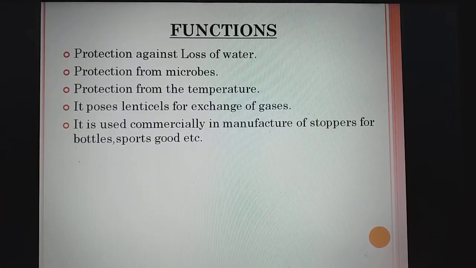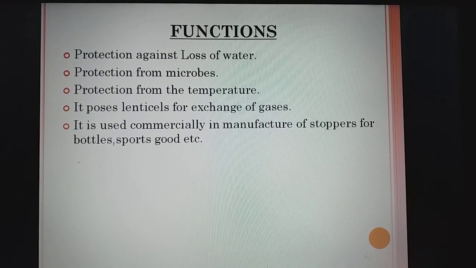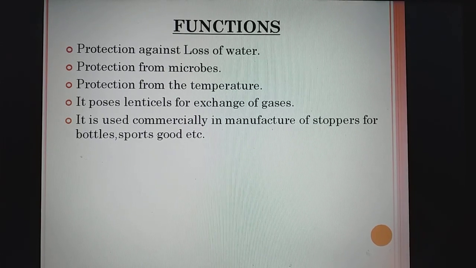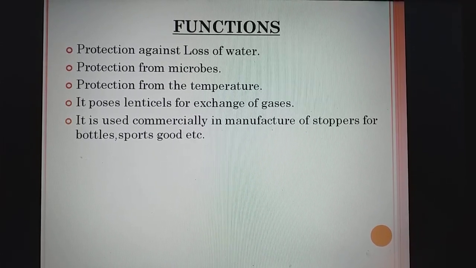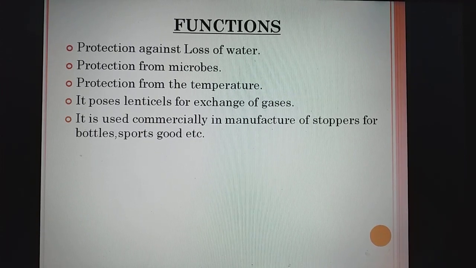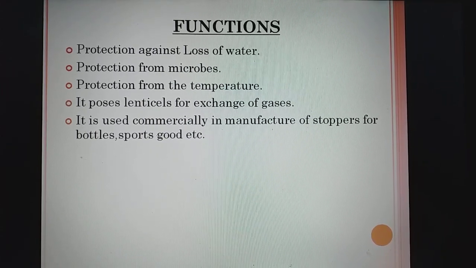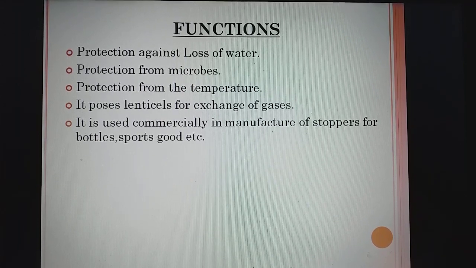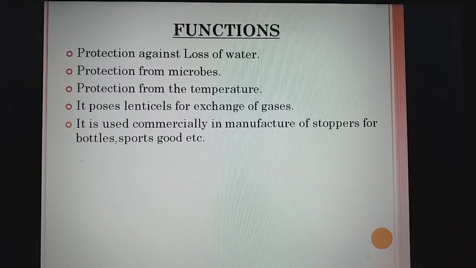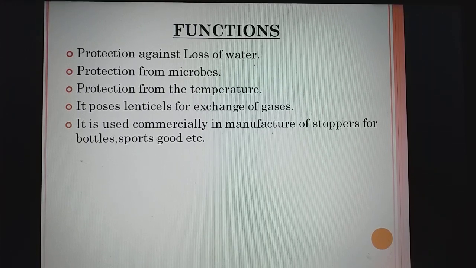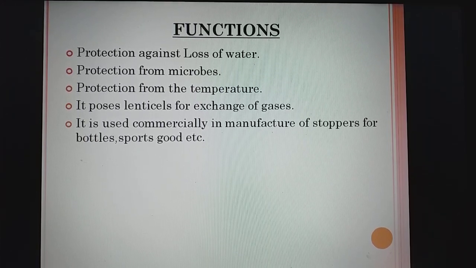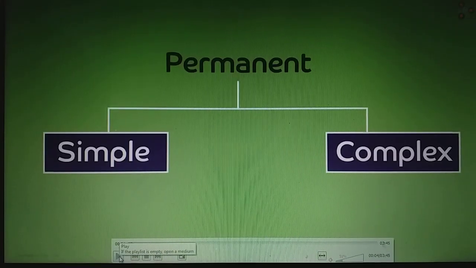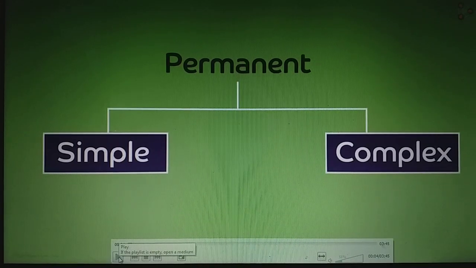Now, next is the function of this cork. It protects against the loss of water. Next, it protects from the microbes. It protects from the temperature. Temperature means extreme temperature. Means when the temperature is too high or too low, then it protects the plant from the extreme temperature. It possesses lenticels for exchange of gases, and it is used commercially in manufacture of stoppers for bottles, sports goods, etc. Now to make it more clear, I have attached a video.